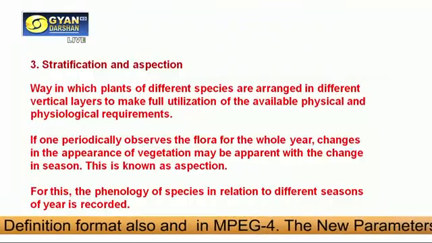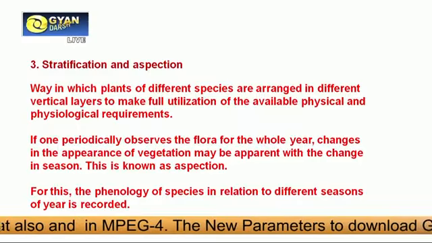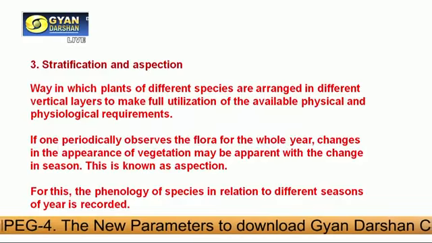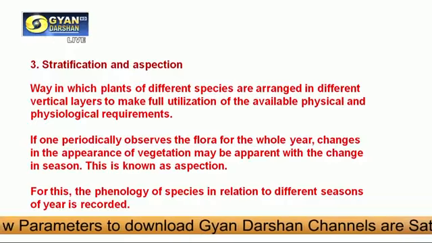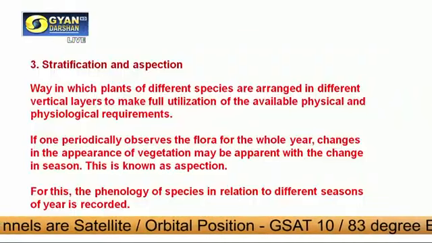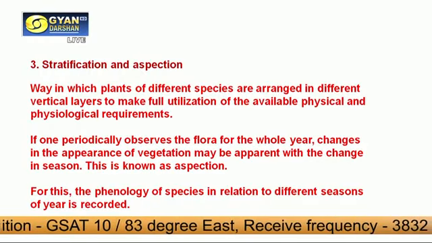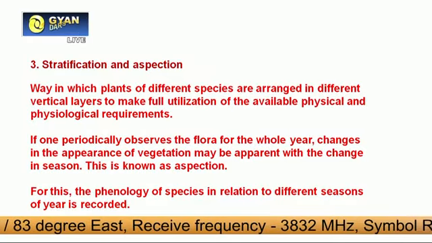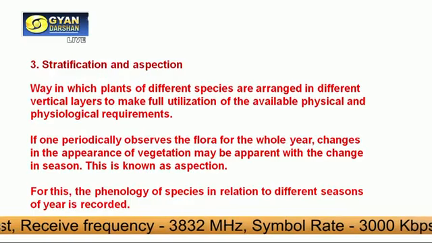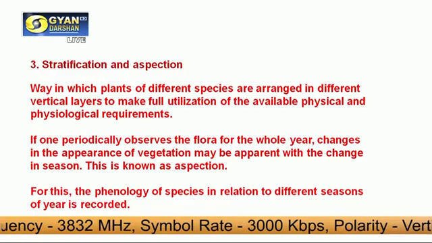Okay? So, if one periodically observes the flora for the whole year, changes in the appearance of vegetation, it is apparent with the change in season. So, seasonal changes. Vegetation change due to seasonal change. This is known as aspection. And stratification, I already told you that the different individual species of a community are not present at the same height. They are present in different layers or strata. So that is called stratification.